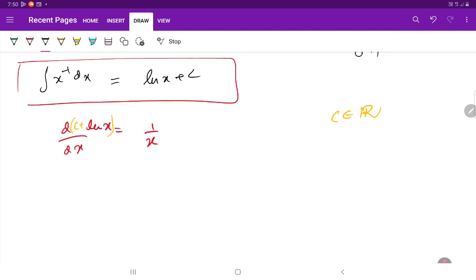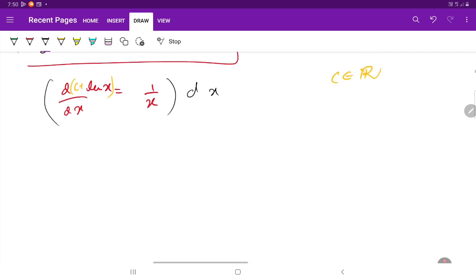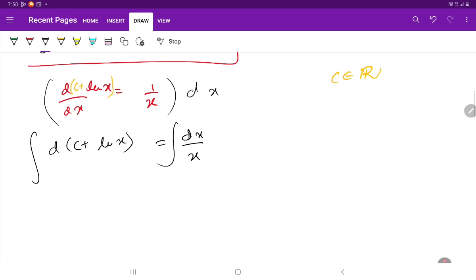Multiply both sides with dx. You'll get d of c plus ln x is equal to dx by x, and integrate it. The integration sign basically cancels the d if it's independent, so you'll get c plus ln x, and that's the way we prove the integration of 1 by x dx. We can use the other method also, but I favor this method for the integration of 1 by x.